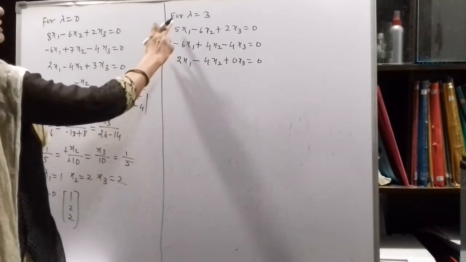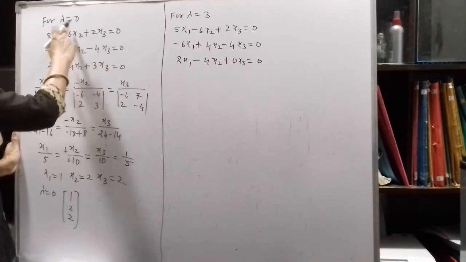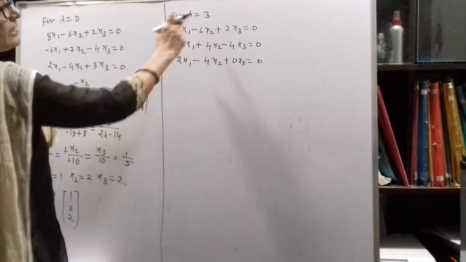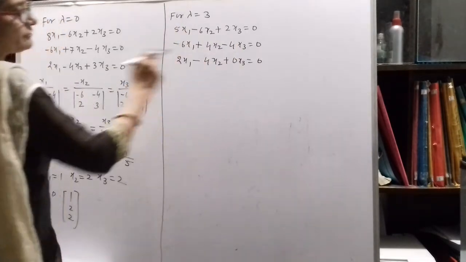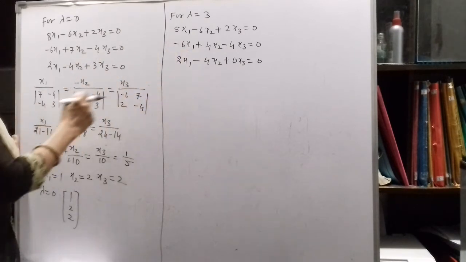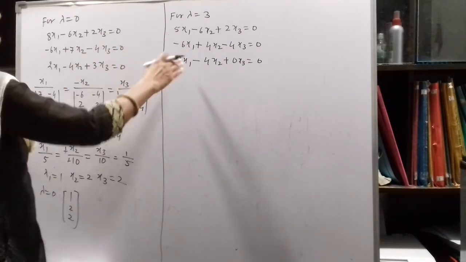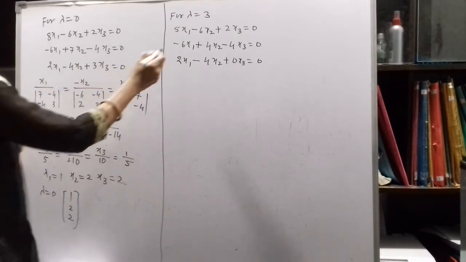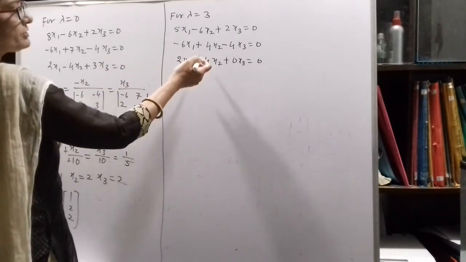Now we consider lambda is equal to 3. If we put lambda is equal to 3 in the earlier equation, we are getting these 3 equations. Now solving these 3 equations, again the equations are different, so we have to consider any 2 equations we can take.